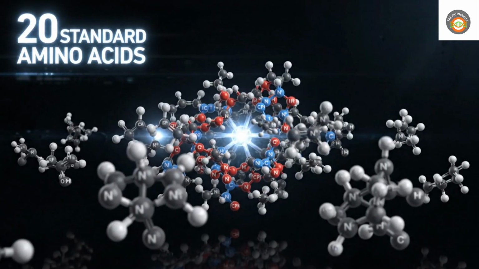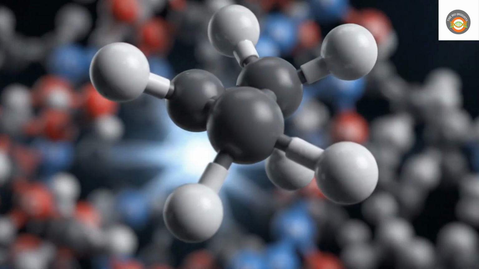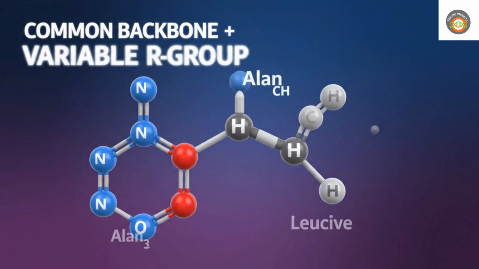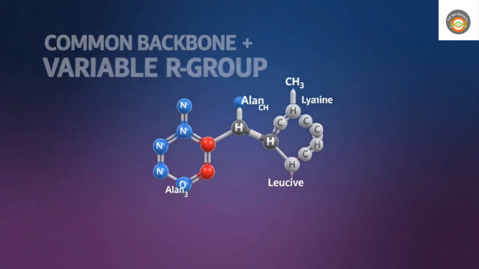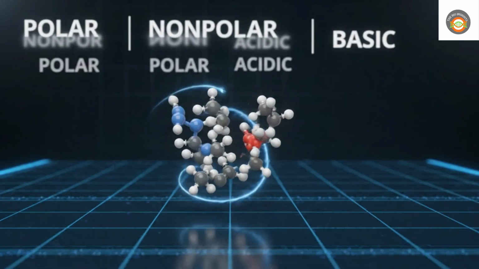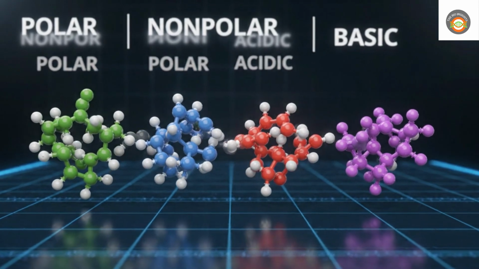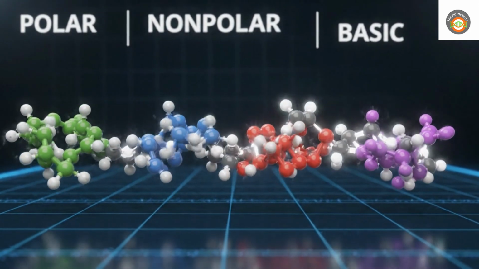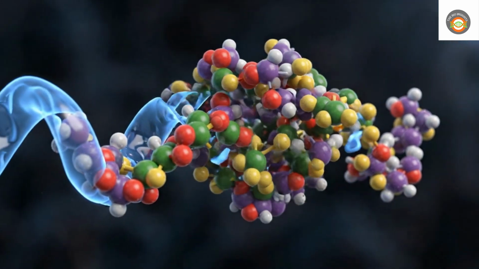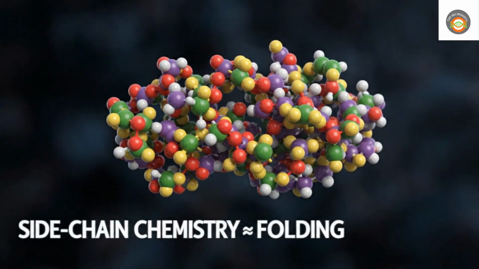Proteins are constructed from 20 standard amino acids, each sharing a common molecular backbone. Their unique side chains, called R groups, distinguish one amino acid from another. These side chains determine whether amino acids are polar, nonpolar, acidic, or basic. These chemical properties ultimately influence how a protein folds and how it performs its function.